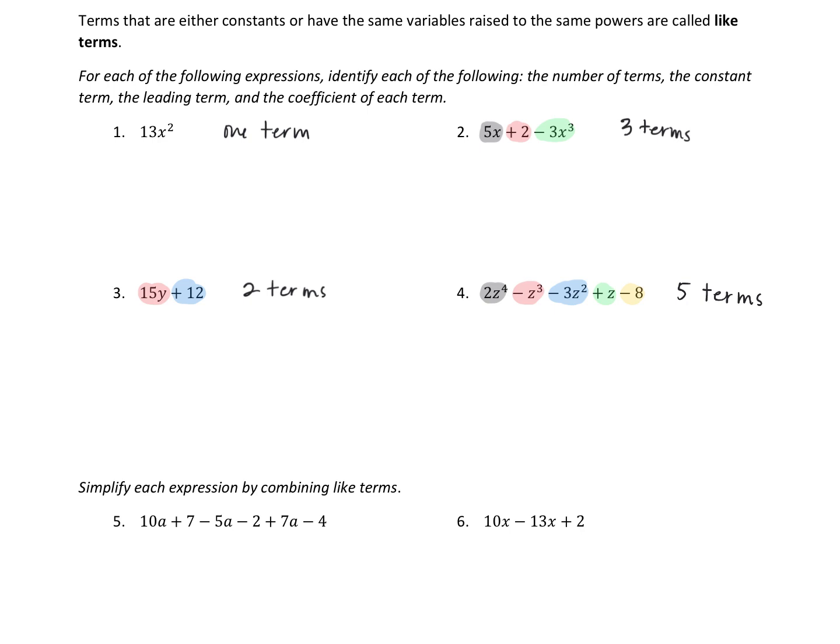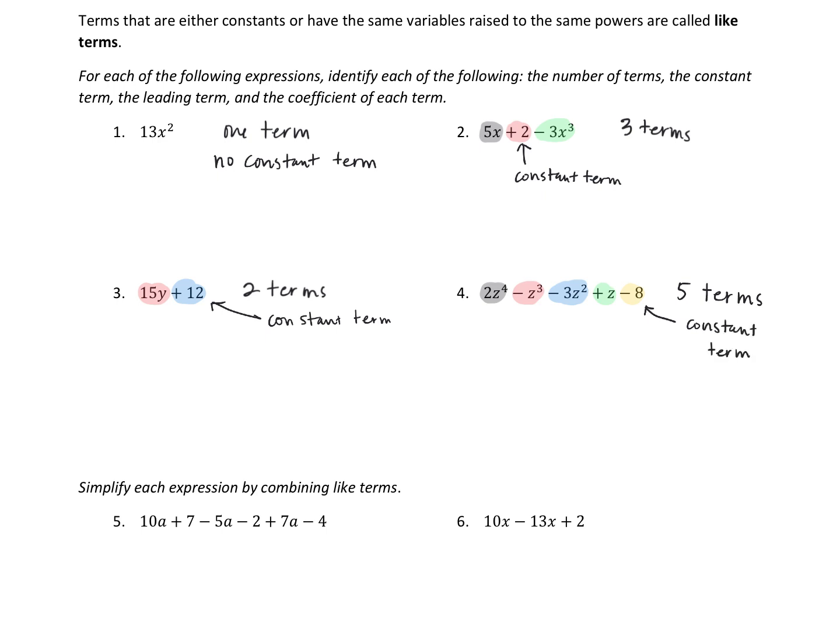Now let's go back and look for the constant terms. The constant term is going to be the one that has no variables attached to it. So in number 1, we only have one term. That's not a constant because it has an x. So in this one, there is no constant term. In number 2, the 2 is by itself. So that's the constant term. In number 3, we have the 12 by itself. So that's the constant term. And in number 4, we have the negative 8 by itself.